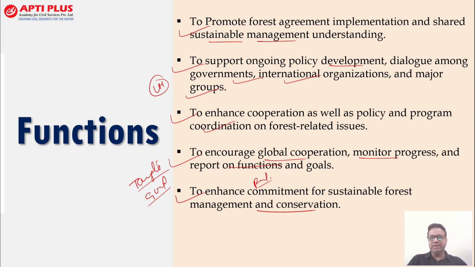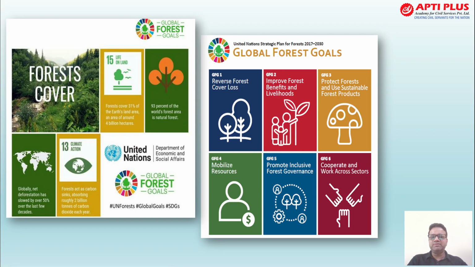of UNFF. Now the other details that you need to know is about the forest cover और जो global forest goal है जिसे कहते हैं GFG. Now I'll tell you the detail of that as well. First देखते हैं forest cover. So forest cover is 31% of the total earth land area, around 4 billion hectares. 13 climate goal, अगर SDG के goals की बात करें वहाँ पे भी ये mandated है and even United Nations Department of Economic and Social Affairs is actually taking care of it.